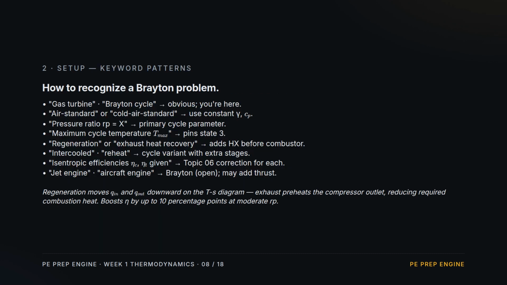Pattern recognition. Gas turbine, Brayton cycle, or air standard analysis puts you in topic 09. Pressure ratio is the primary parameter. Max cycle temperature, pin state 3. Regeneration, or exhaust heat recovery, preheats the compressor discharge with turbine exhaust, lowering combustion heat and boosting efficiency by up to 10 points at moderate pressure ratios. Intercooled and reheat split the compressor and turbine into stages. Isentropic efficiencies below 1 mean topic 06 corrections. Jet engines are open cycle Brayton with thrust as the output.